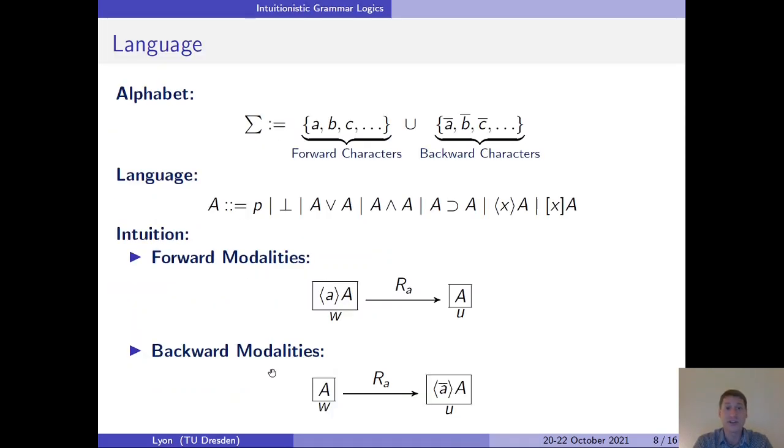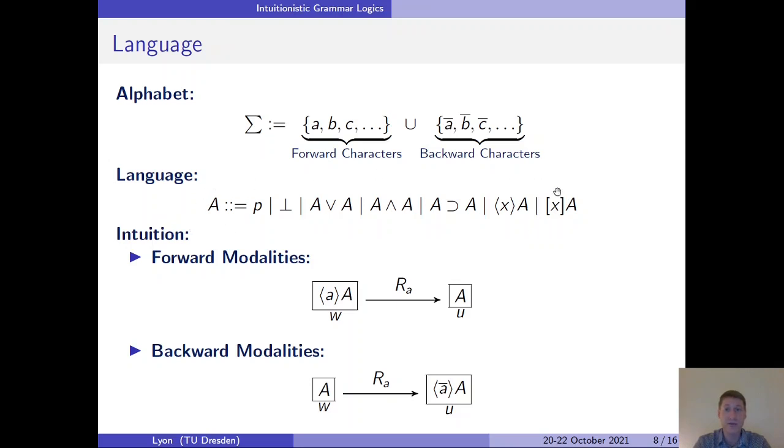Okay, so what are these logics? Well, intuitionistic grammar logics are defined, first of all, relative to an alphabet sigma, where sigma can be partitioned into a set of what are called forward characters, such as A, B, and C, and a set of what are called backward characters, such as A bar, B bar, and C bar. And the forward characters and backward characters are converse to one another, so for example, A is the converse of A bar and vice versa. And I'll explain the significance of this in just a moment.